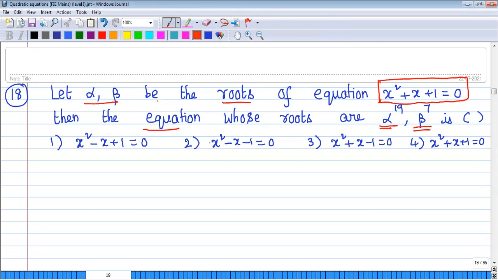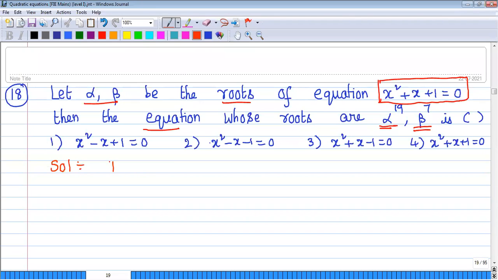Let alpha, beta be the roots of the equation x square plus x plus 1 is equal to 0. Then the equation whose roots are alpha to the power of 19, beta to the power of 7 is that we need to find out. So that means, my dear students, you can find out the roots of x square plus x plus 1 is equal to 0 using quadratic formula.